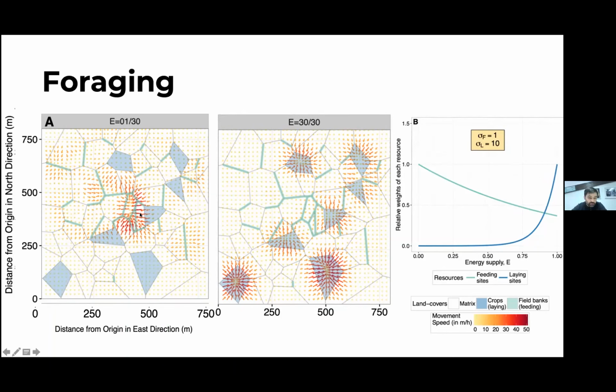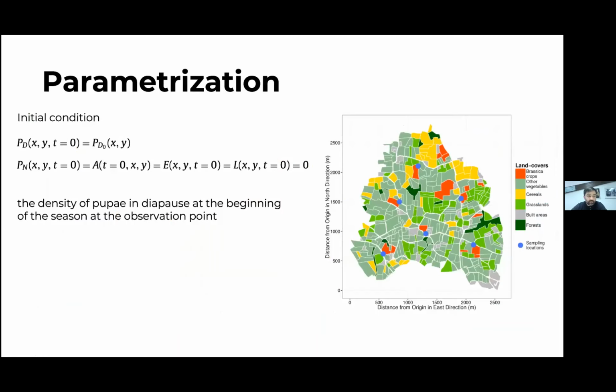So it's not the distance, it's just the strength. So you will go preferably to the laying side and to the feeding side. So finally, we have a system of 4 ODE and 1 PDE that we need to calibrate.